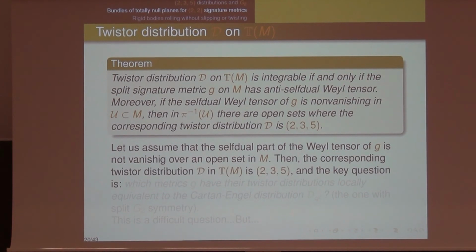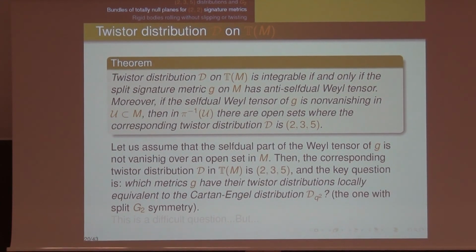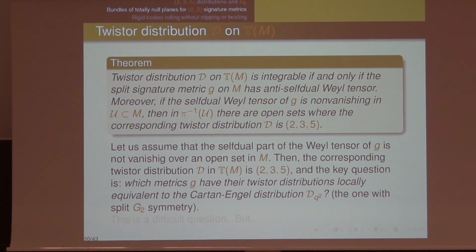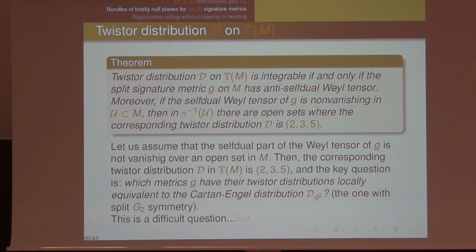And then the question that I would like to ask is: which metrics have their twistor distributions locally equivalent to the Cartan one? So if I assume that the Weyl tensor is not anti-self-dual, then I have embedded a conformal split signature 4-dimensional geometry in the geometry of 2, 3, 5 distributions. So I would like to understand what I shall assume about the curvature of my 4-manifold for the distribution to be G2 flat. That is a difficult question. Okay, depends what difficulty means.